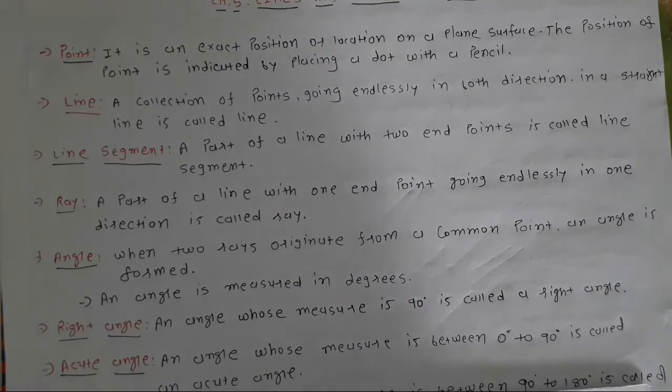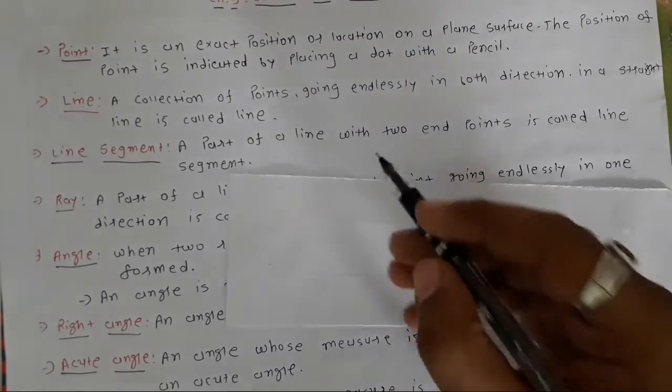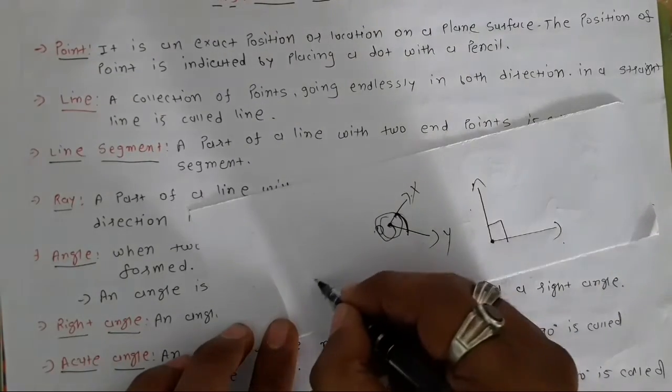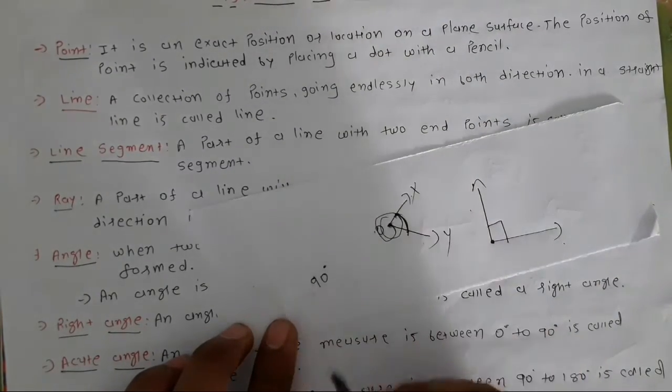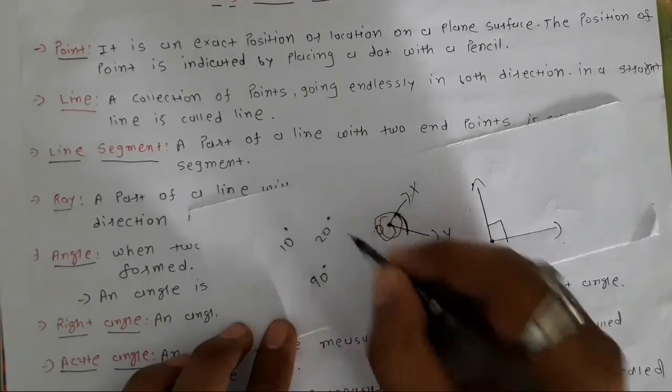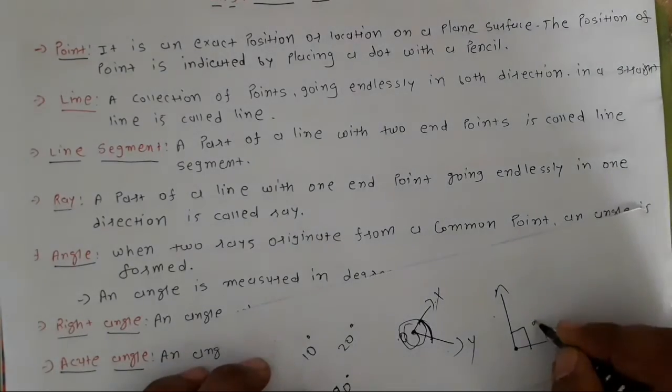Now an angle is measured in degrees. So we always have to write an angle in degrees. For example, this is 90 degrees, so here we have to write 90 like this. This is the symbol of degree. 10 degree, 20 degree. So an angle is always measured in degrees.